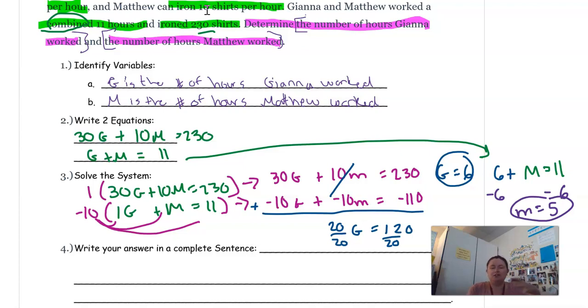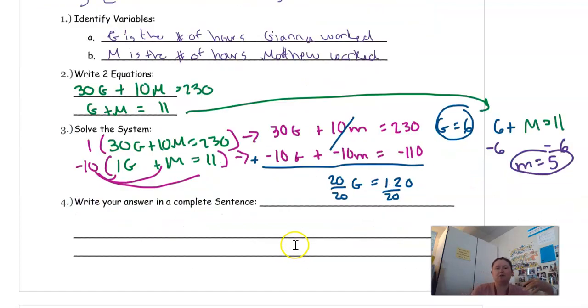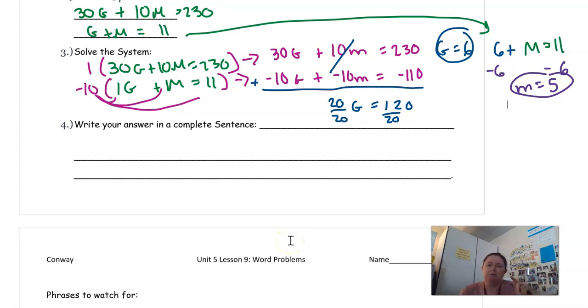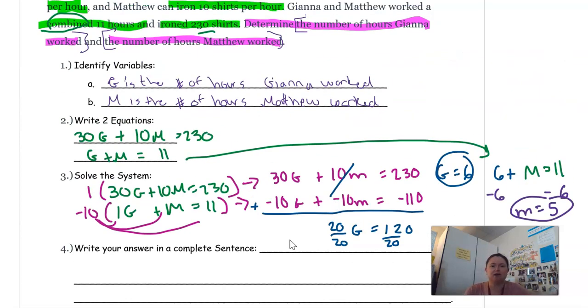Now, here's the only thing about a word problem. Normally, you would now put your answers in a coordinate point, which you can, but in this situation, since I'm not graphing it, I don't need to write my answer as a point. I need to write my answer as a sentence. So my sentence is going to be, G is 6, G was the number of hours Gina worked, and M is the number of hours Matthew worked. So I'm going to come back to how I identified the variables and use those to form my sentences. So instead of saying G is 6, I'm going to say Gina worked 6 hours, and then M is the number of hours Matthew worked, so Matthew worked 5 hours.